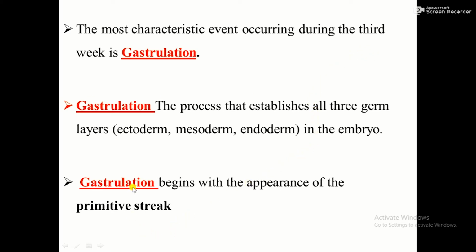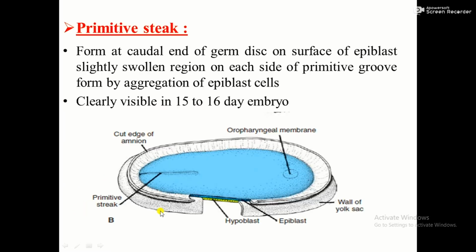So gastrulation begins with the appearance of the primitive streak. When does the gastrulation process begin? It begins when a primitive streak appears. So gastrulation just starts with, or after, the appearance of the primitive streak. So we need to know what the primitive streak is.